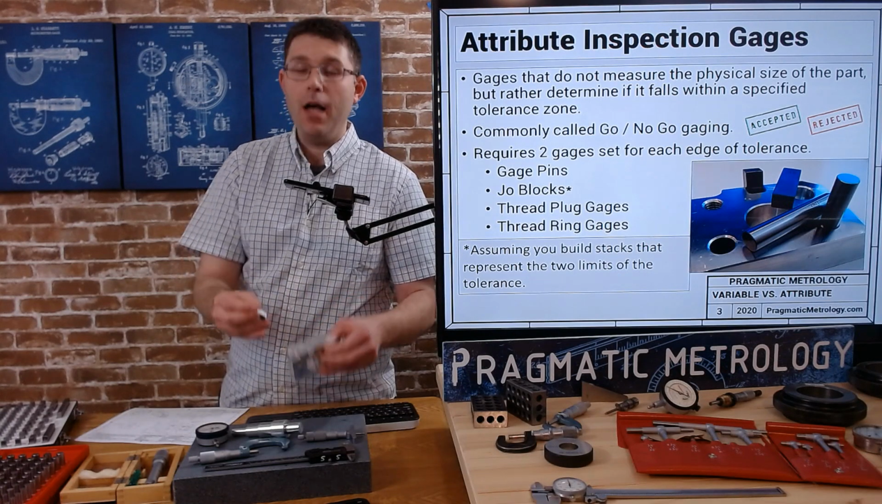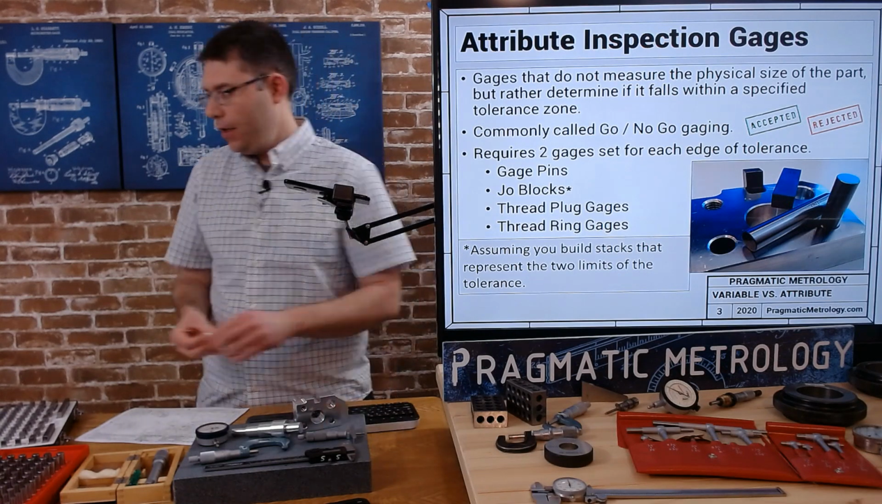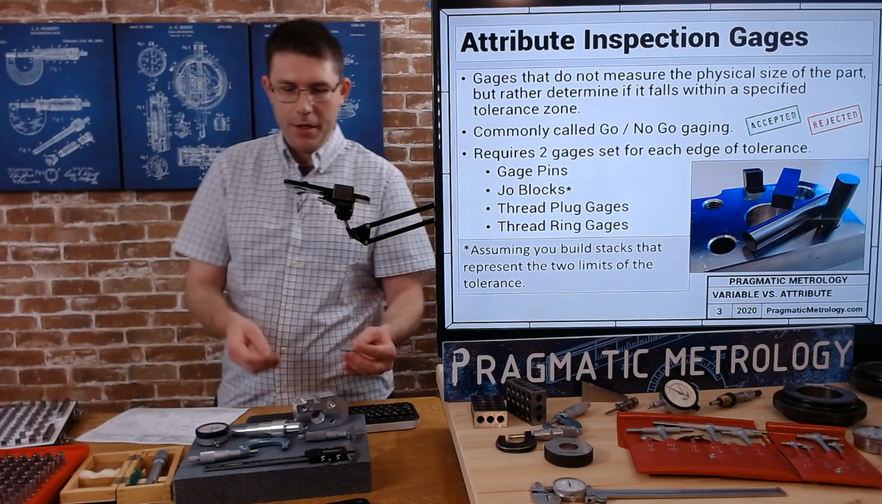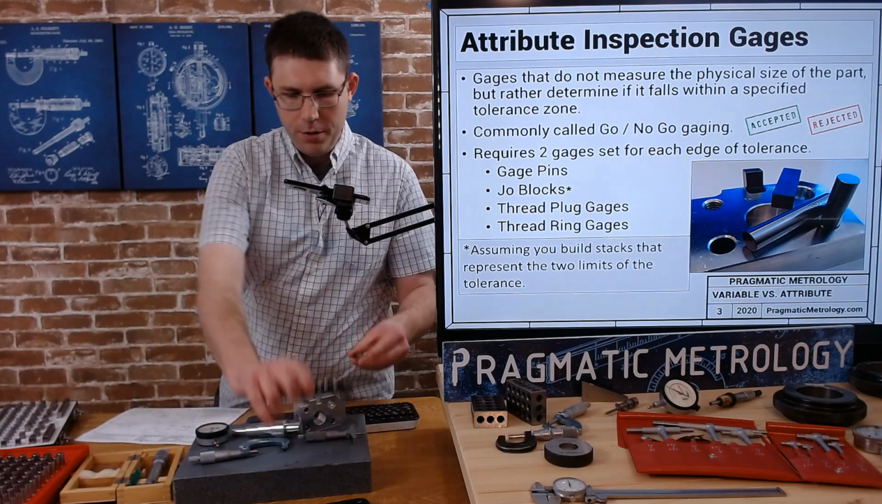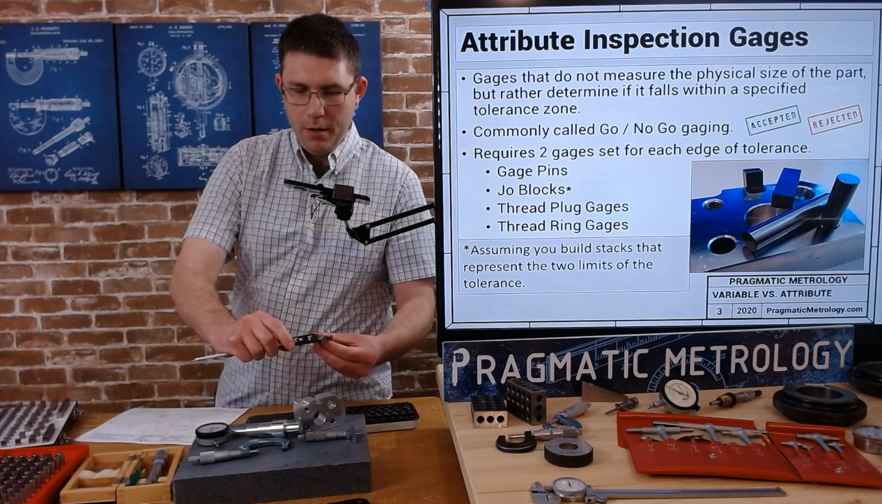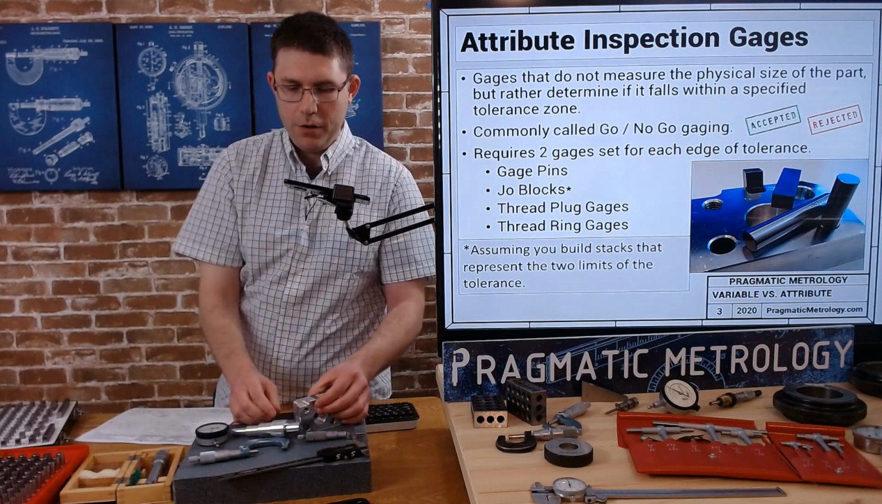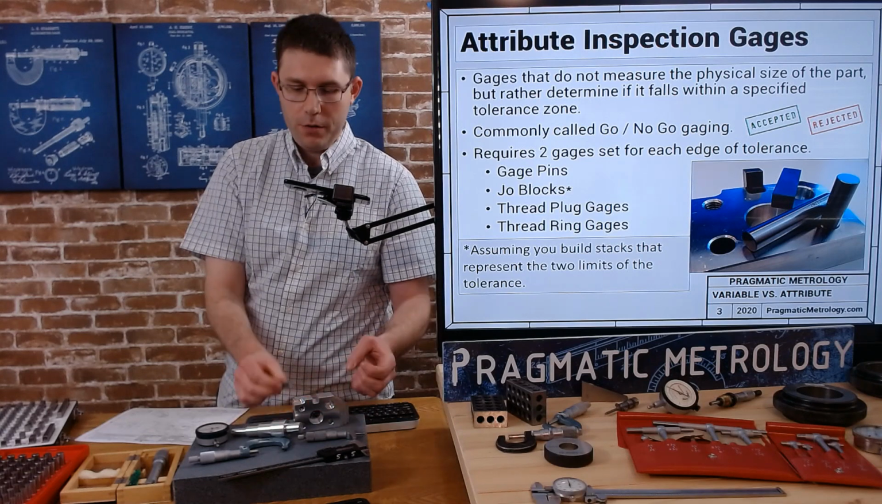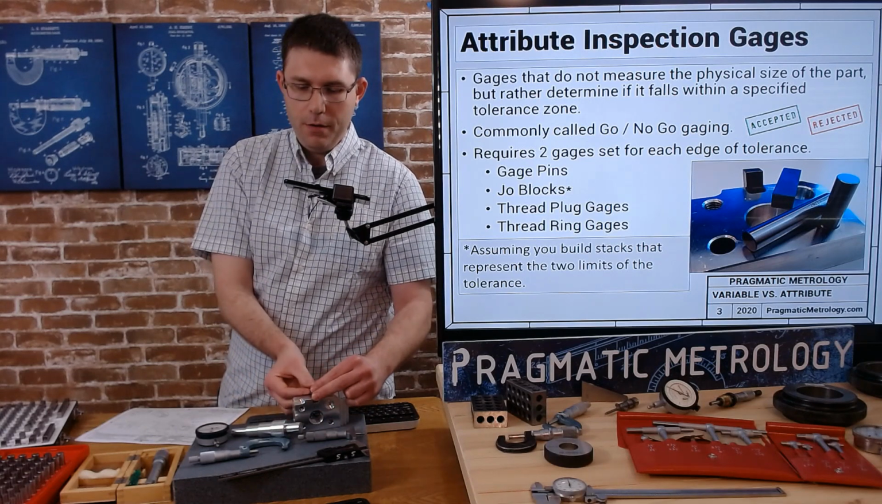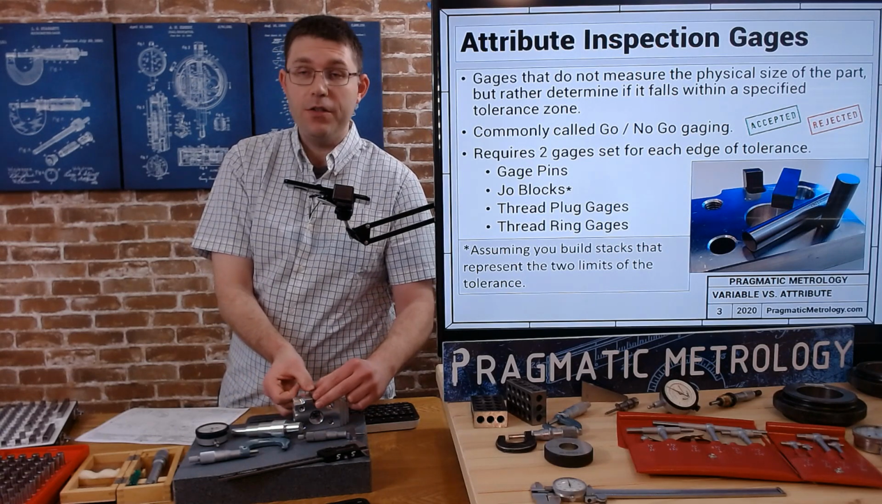So that means the slot is within tolerance, because my go slot gauge, which again, you verify, this is the 400 size. That goes in just fine. 400 goes, and 410 does not. So it's somewhere between 400 and 410.